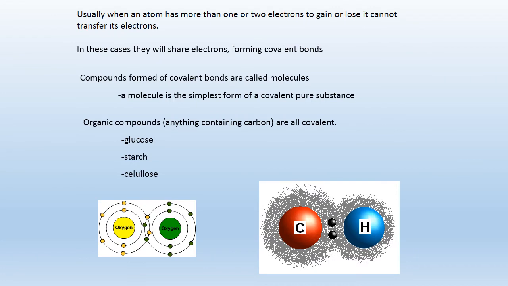When you're dealing with elements that need to gain or give away more than one or maybe two electrons, transferring electrons becomes much more difficult. These types of atoms tend to share instead. When two atoms share electrons, they are in a covalent bond.